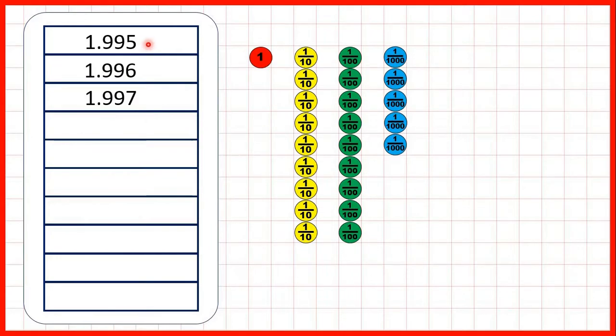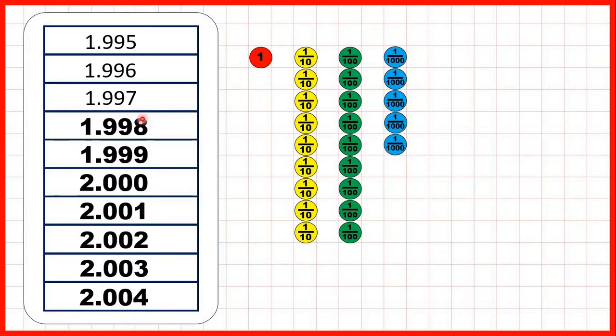Finally, we have 1.995, so 1 whole, 9 tenths, 9 hundredths, and 5 thousandths. If we complete the sequence, you can see that we get 2.000, but if you have a decimal point and then zeros on the end of a number, you have a whole number, so 2.000 is just the number 2.